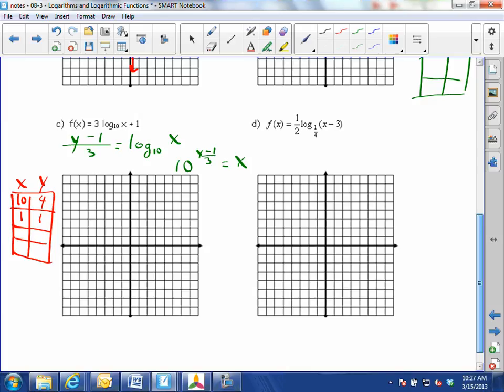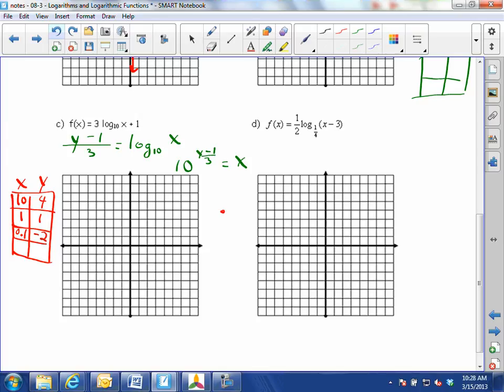If I want a negative 1 power, what's y? If I put in 0, 0 minus 1 is negative 1. I want to say 1 minus 2. Minus 2 minus 1 is negative 3. Negative 3 over 3 is negative 1. What's 10 to the negative 1? 1 over 10. Okay, so then we would graph 1, 2, 3, 4, 5, 6, 7, 8, 9, 10.